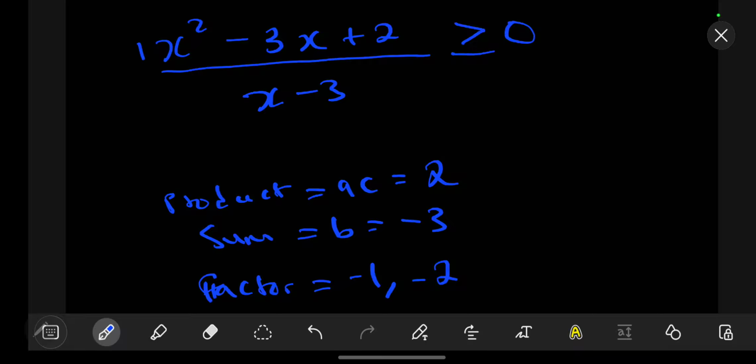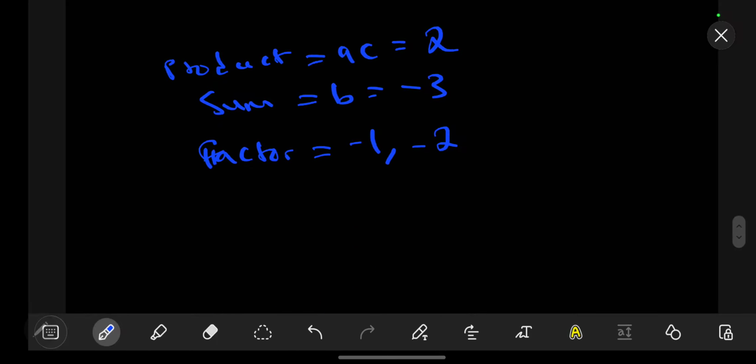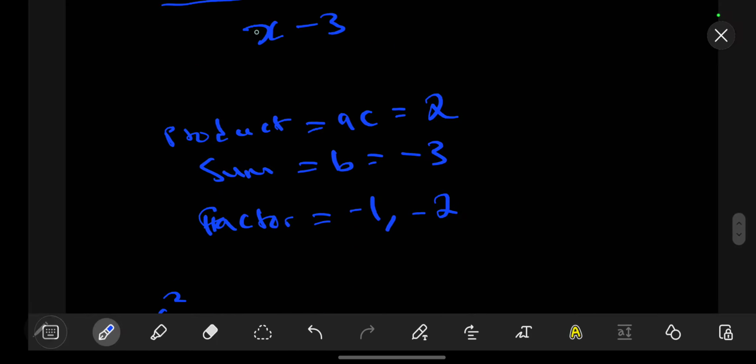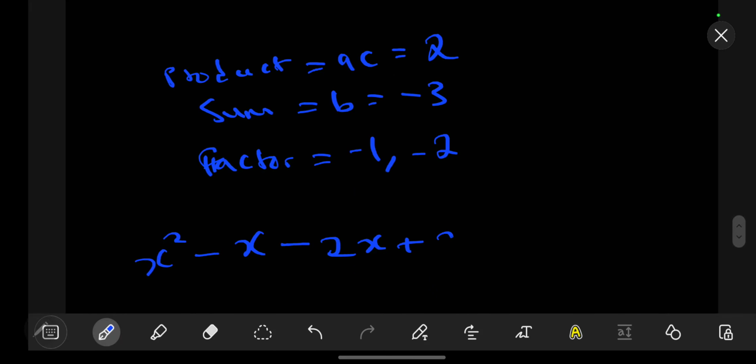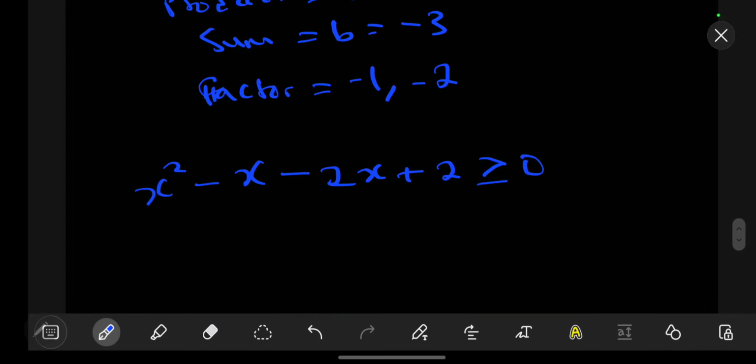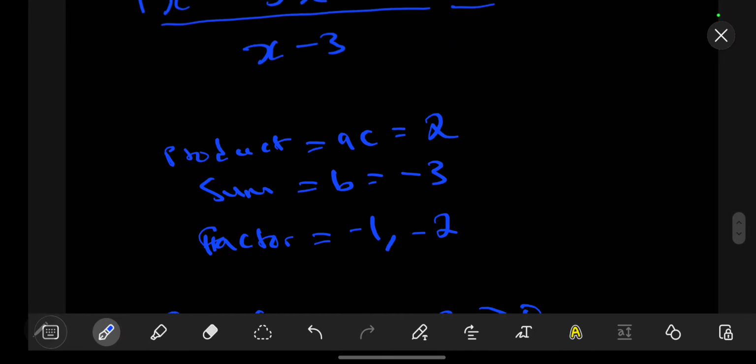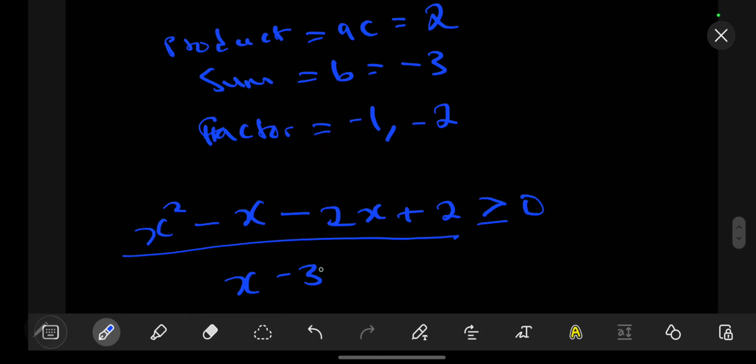So with that said, we can now replace them in the original equation. So we have an x squared. Now where there is 3x, we are going to say minus x minus 2x. We haven't changed the meaning. Then we have plus 2 greater than or equal to 0, like that. So then we have over, we have our x minus 3, like that.